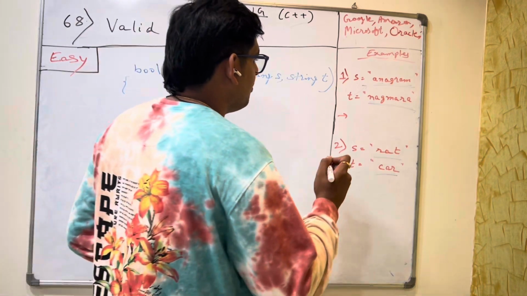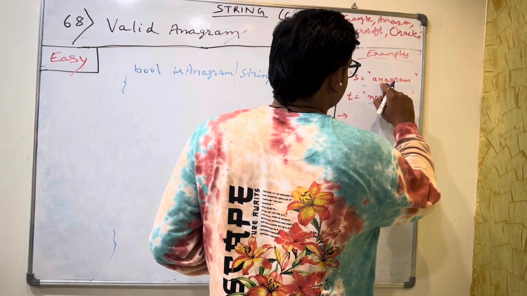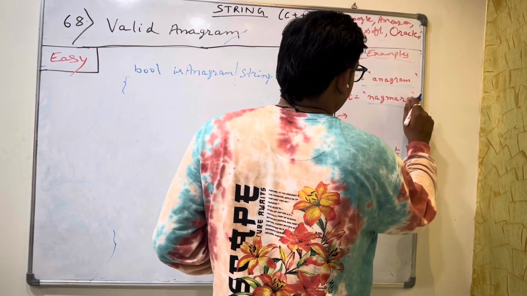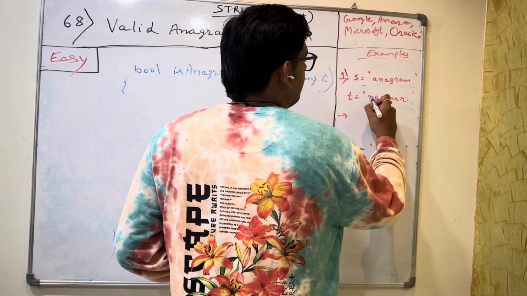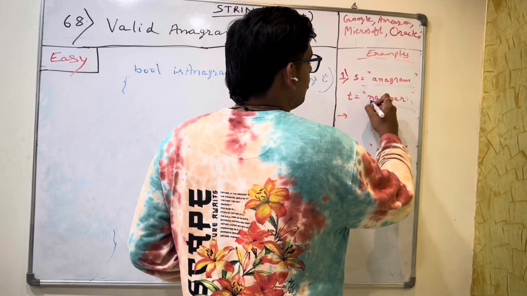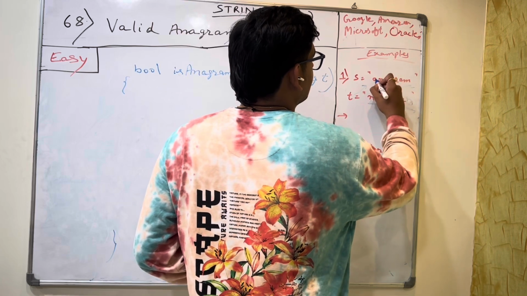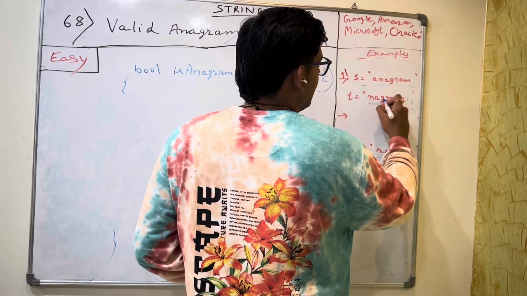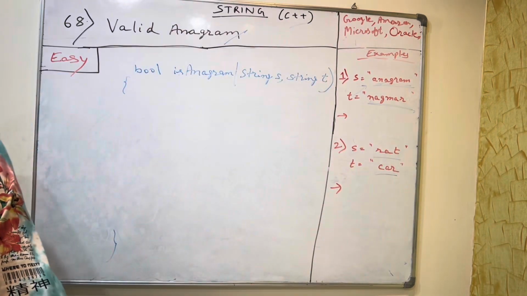It could be that the size is the same, but if this N is here, in this case the size is the same but the strings are not anagrams, because the count of N is 2 here and the count of N is 1 there, and the count of A is 3 here but 2 there. So we can't do that.